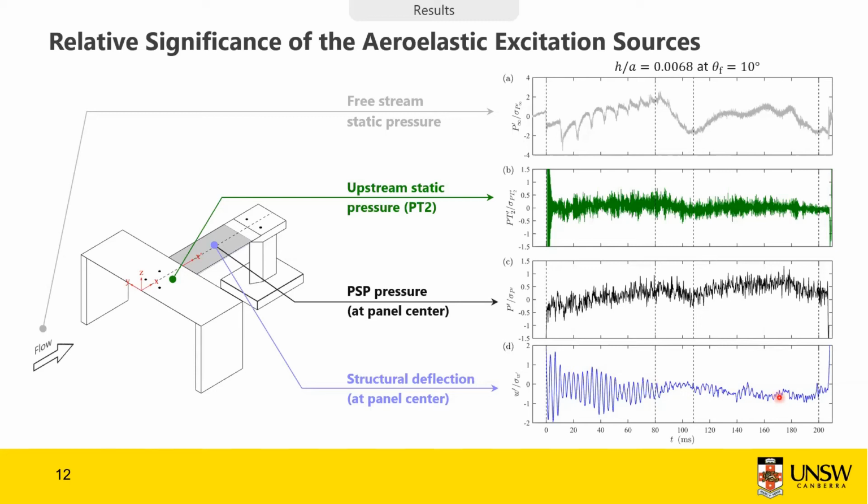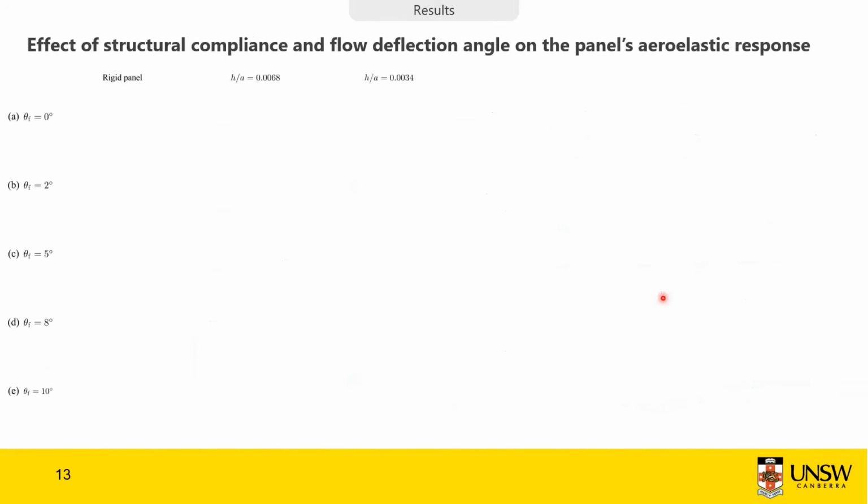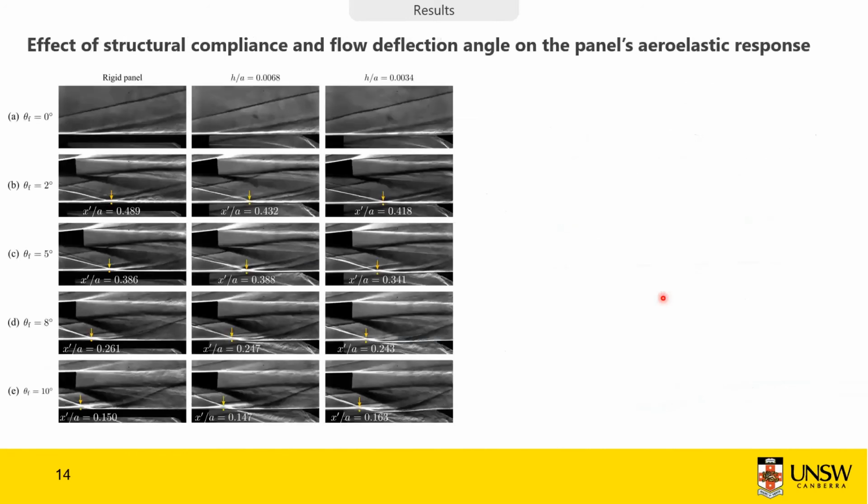One other important thing to note is how these quantities, the free stream pressure, the static pressure at this location, and the PSP pressure at the panel center, are correlated. We have an increase in the first 80 milliseconds, and PT2 and the PSP pressure follow that increase very closely. But this is for a particular case, so let's look at how these results are for the experimental matrix that we tested. So here's our experimental matrix.